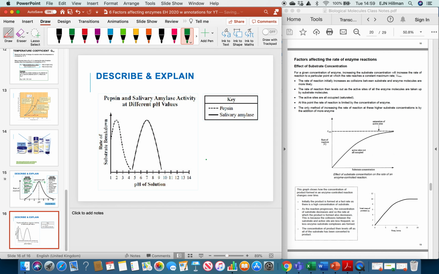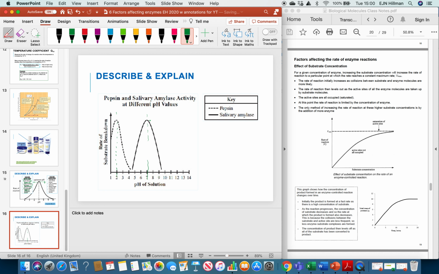Fairly common question that's linked to that then. Here we have two different enzymes, pepsin and salivary amylase. Here is the pH of the solution that they're found in on the x-axis and the rate of the substrate breakdown. Rate of substrate breakdown equivalent to the rate of the reaction. So we can see salivary amylase, this is a solid line, has an optimum pH which is greater than the pepsin.